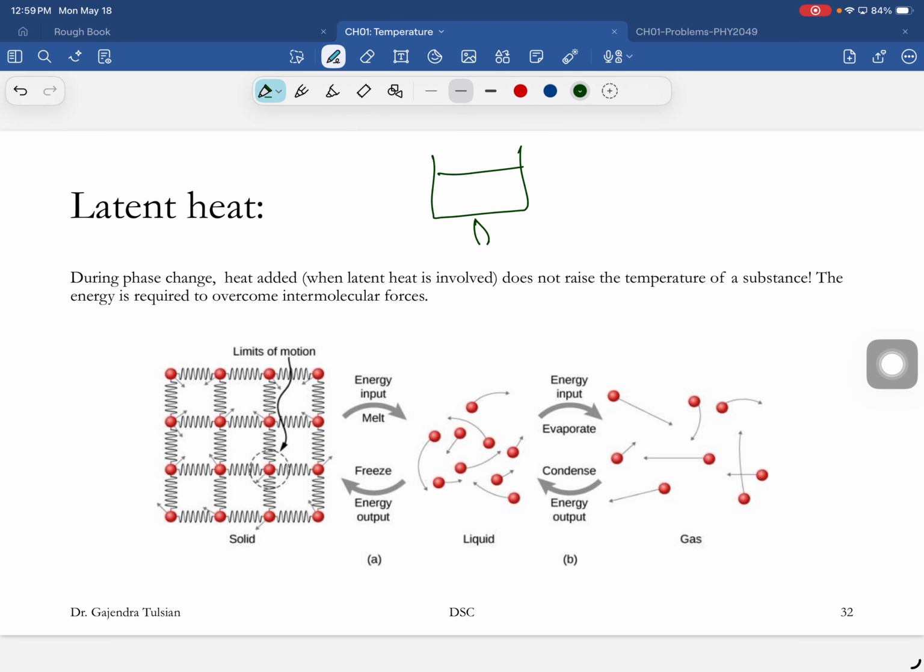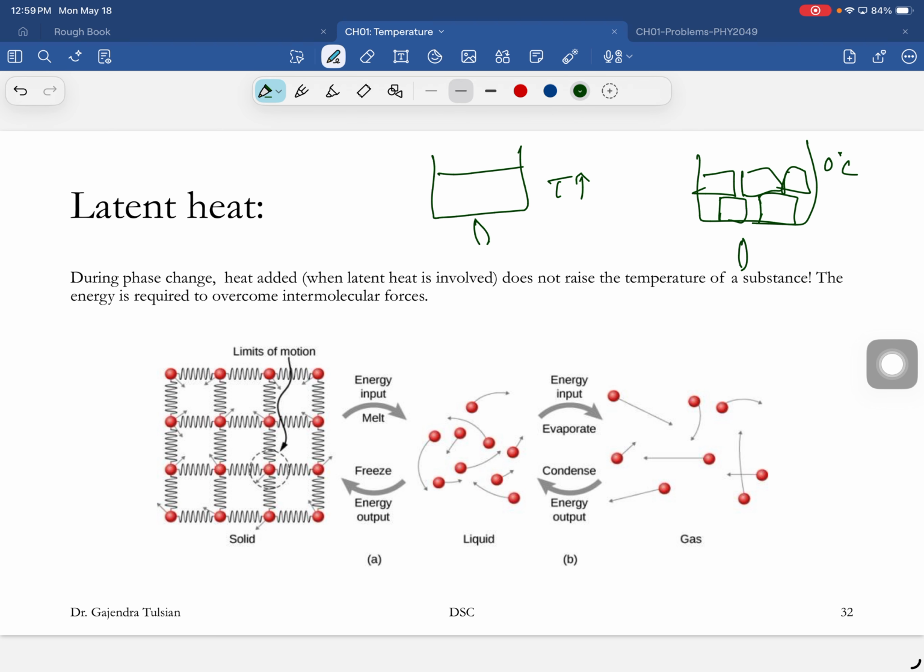Anyway, all right. So during phase change, the heat added is the mass converted from one phase to another times the latent heat. Okay. So this is the formula when the temperature is not changing. So that's latent heat. The latent heat for water is a very large number.